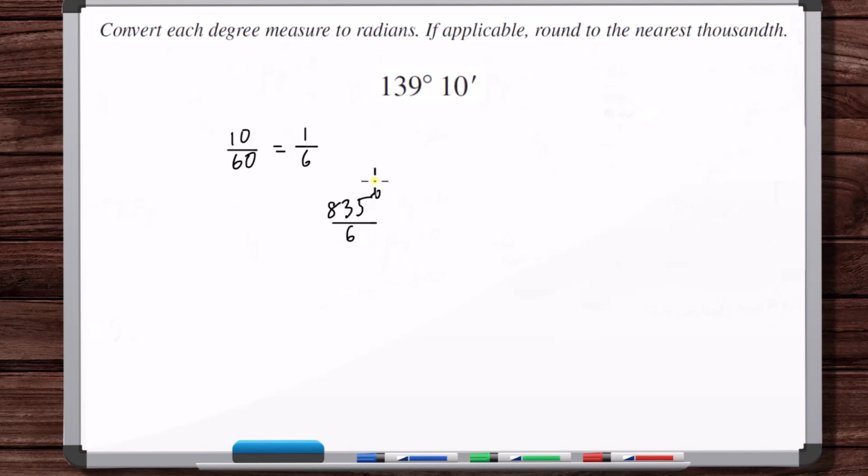That's what this is, 835/6 degrees. So we want to convert that to radians. Well, 180 degrees for every pi radians, the degrees cancel, and there you go. Now just multiply all this out.